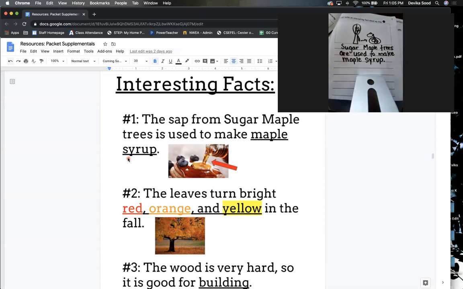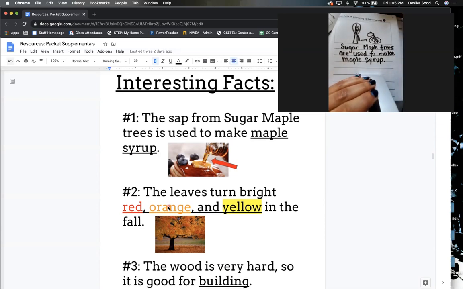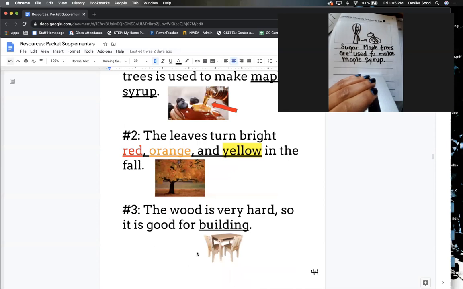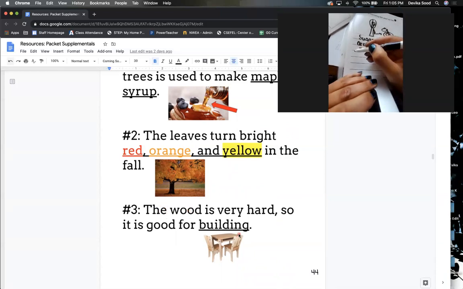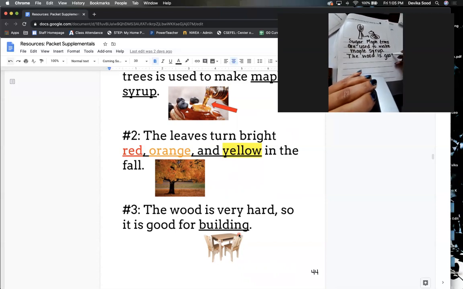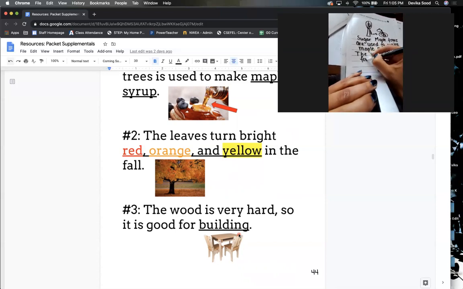This is meeting expectation. Eso sería alcanzando la expectativa. If I want to be exceeding, I can write another fact. Pero si quiero pasar la expectativa, voy a escribir otro dato interesante. It says the wood is good for building. So I'm going to write que la madera es muy buena para la construcción. The wood is good for building.